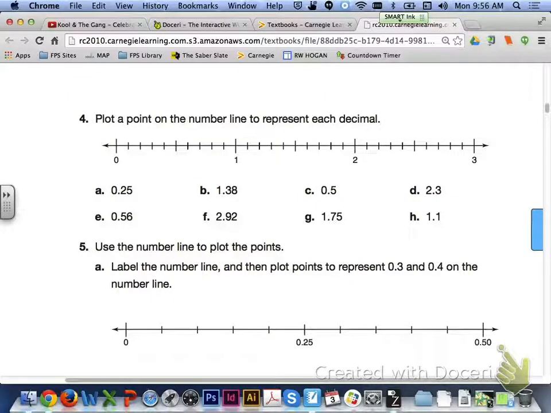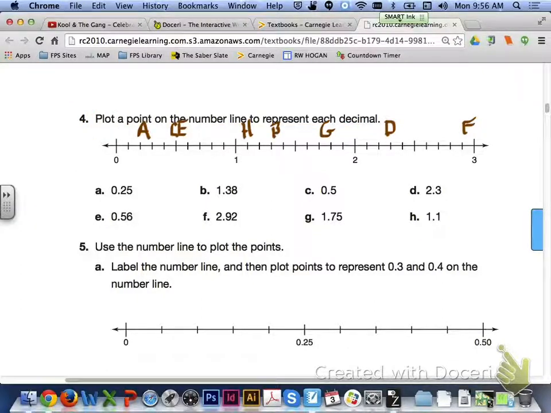The last thing that we are going to do to finish up the lesson for today is take a look at number 4. We are going to be plotting a point on the number line to represent each decimal. So take a look at letters A through H, and I want you to plot a point on the number line to represent each of those decimals. I'll give you a couple of minutes. Go ahead.